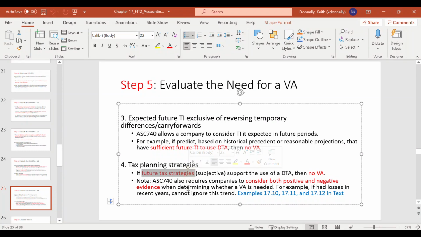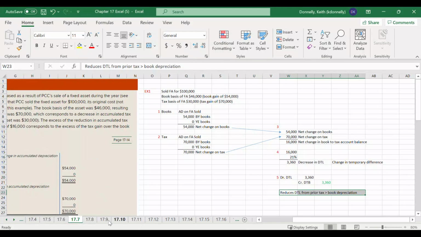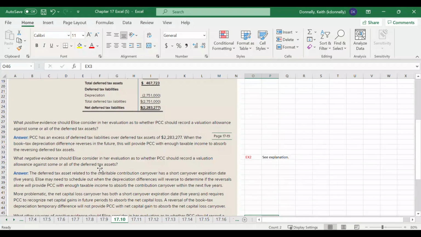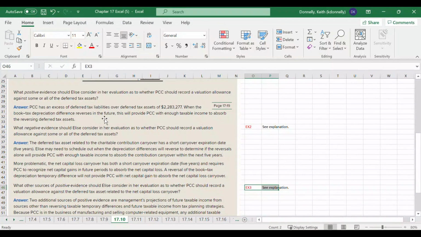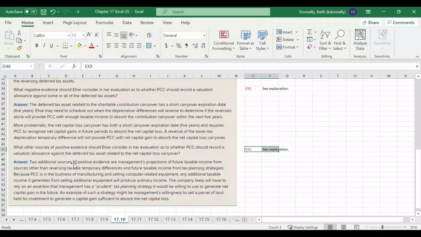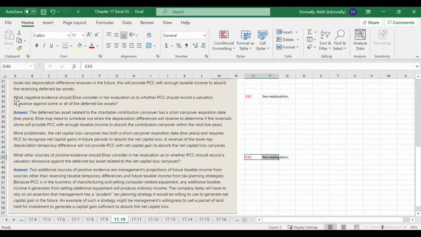We're also going to look at our future tax strategies to determine it. So you can look here at 17. These are just showing different things they're looking at to determine whether they need a valuation allowance. Basically, they will have enough income to absorb the reversing deferred tax assets. Is there positive and negative evidence that they should evaluate? Here it says, what negative evidence should Elise consider in her evaluation as to whether the company should record a valuation allowance against some or all of the deferred tax assets?